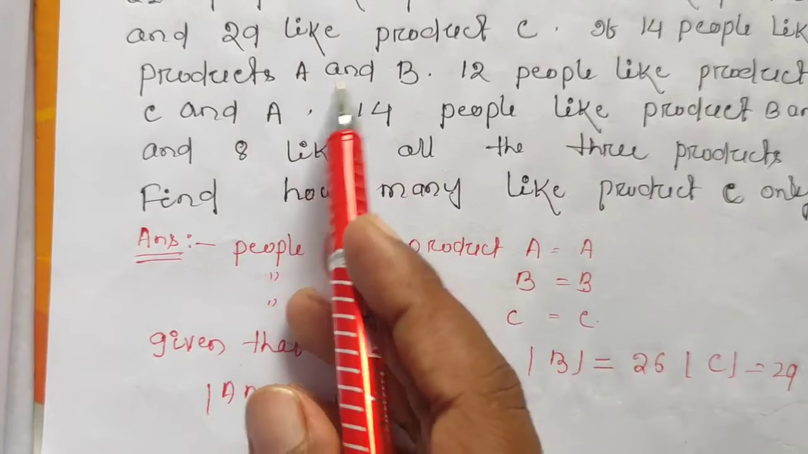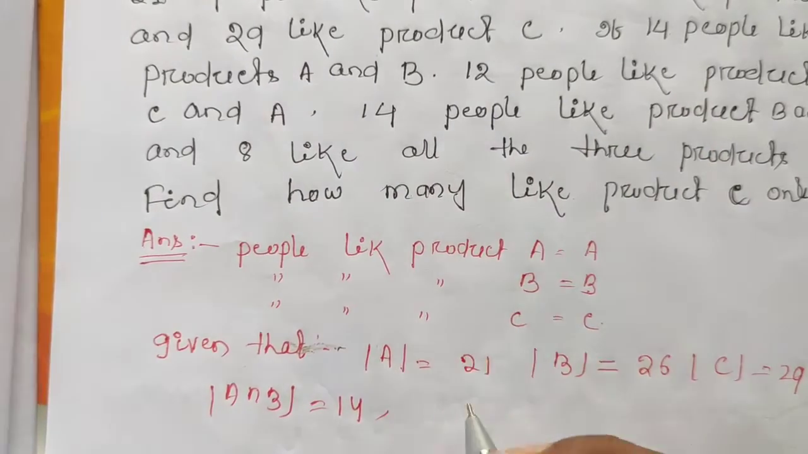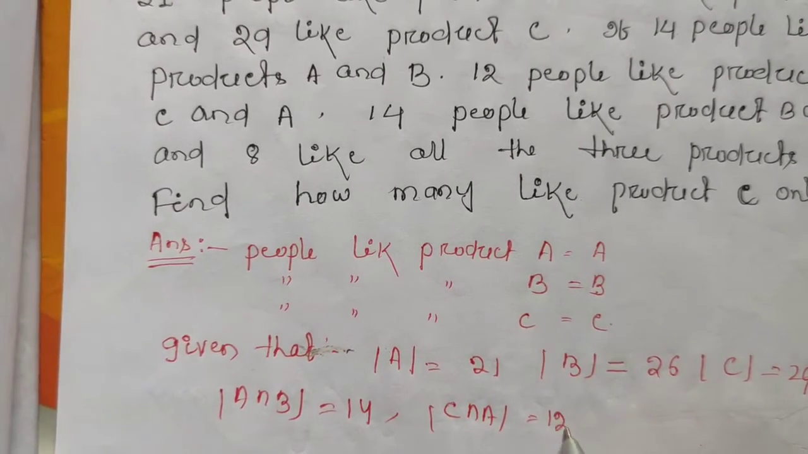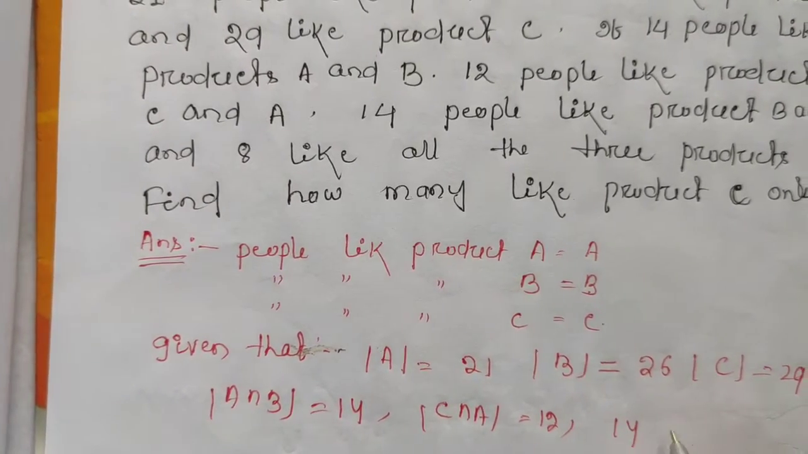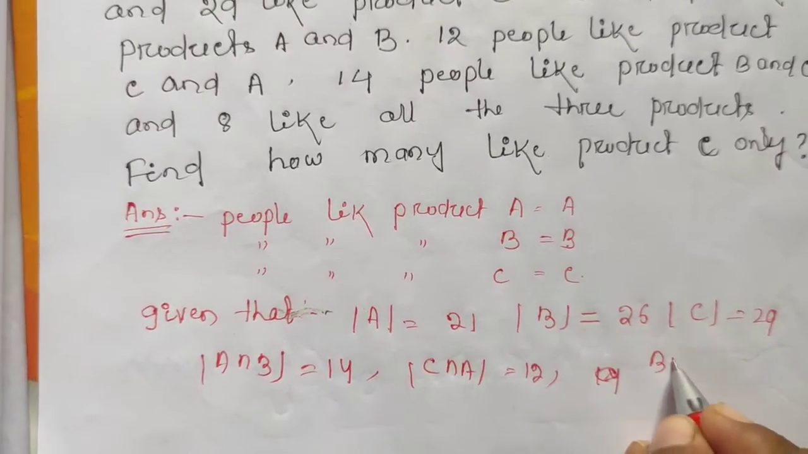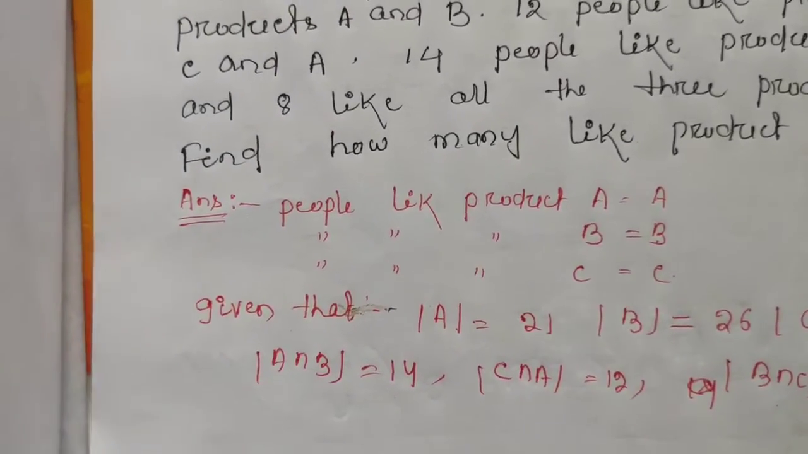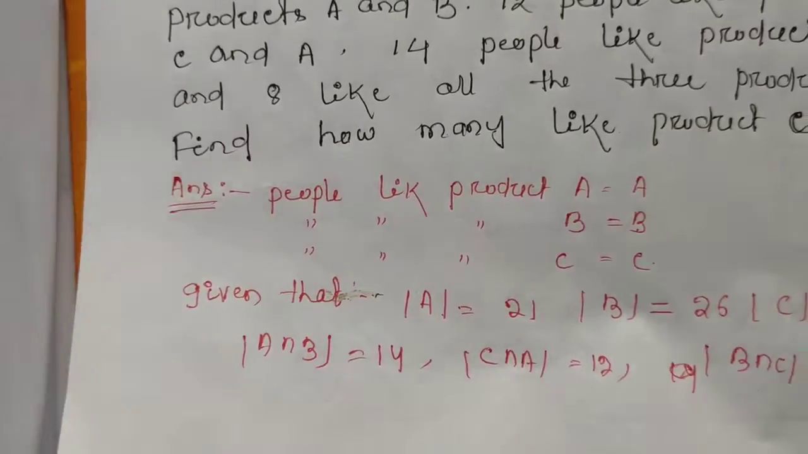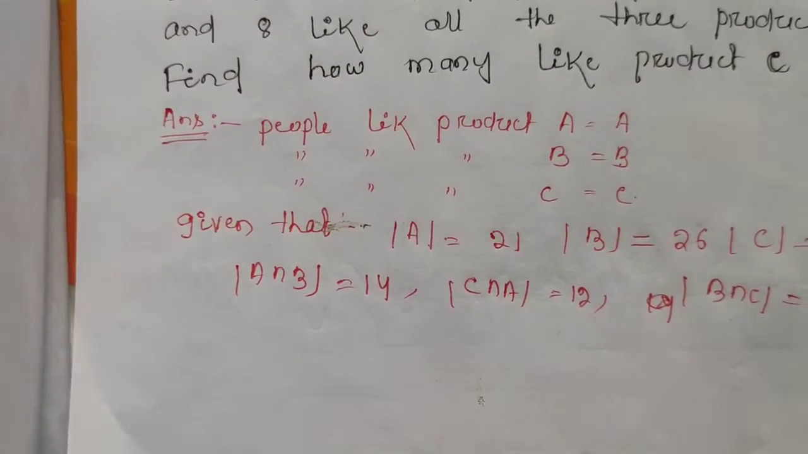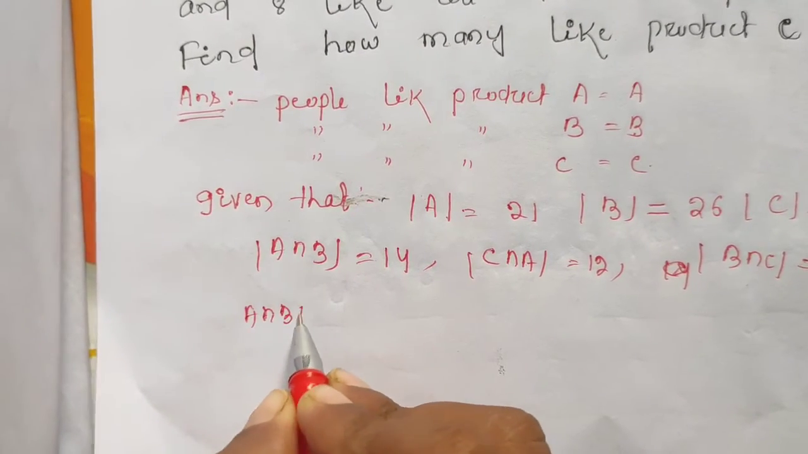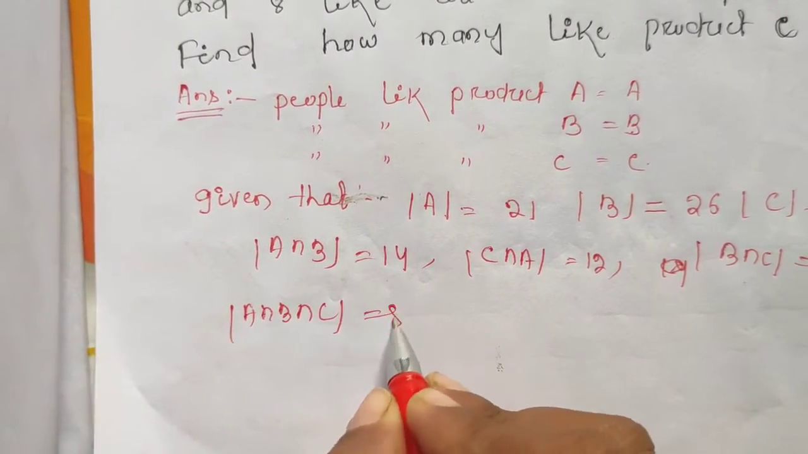Next, 12 people like product C and A, so |C intersection A| is equal to 12. 14 people like product B and C, so |B intersection C| is equal to 14. Next, 8 people like all the three products, so |A intersection B intersection C| is equal to 8. It is given that.